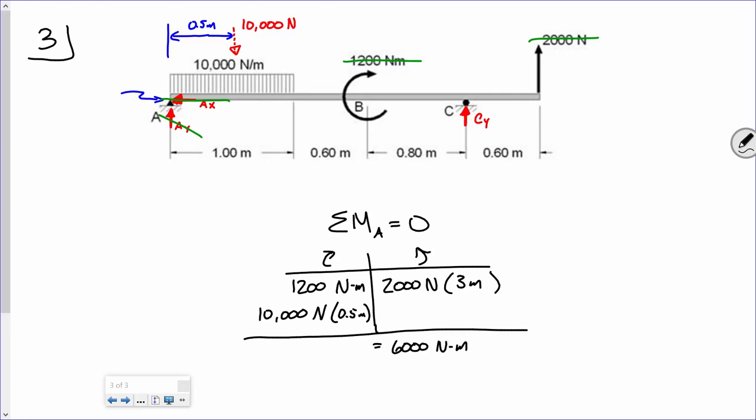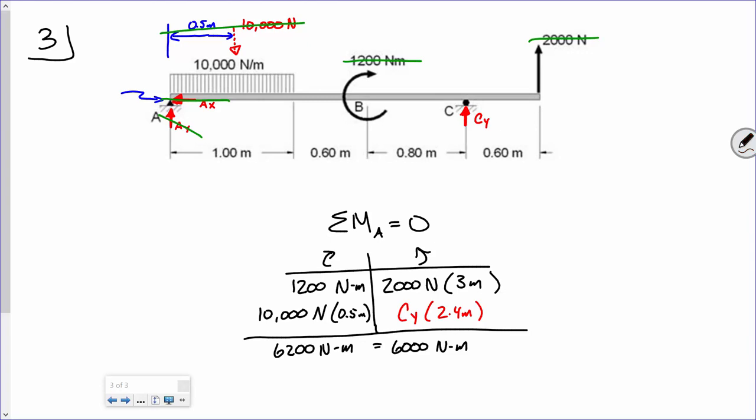On the left, what do we have? We have 1,200 plus 5,000. That's 6,200. What are we missing? Did we get every force? There we go. That's what we're missing. So this is 6,200. So cross that. We've also got CY. And what's that moment arm? 2.4.